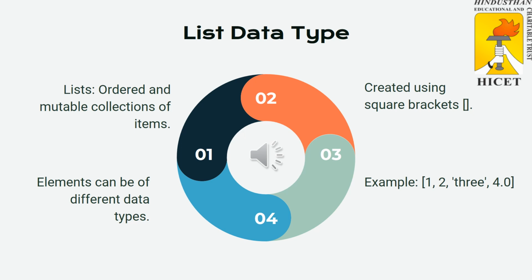So elements can be of different data types inside the list. For example, there is a collection of 1, 2, 3, 4.0. So it consists of numerical data type, decimal data type, that is float data type, and 3 is considered as a string. So a list is a collection of different data types, that is an ordered collection of different elements which can be mutable anytime.